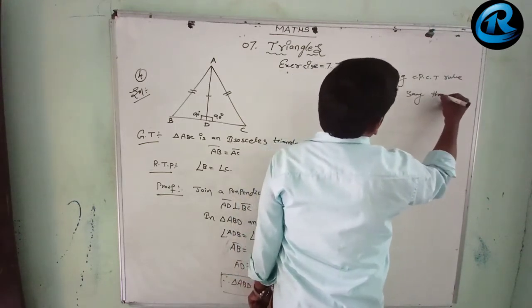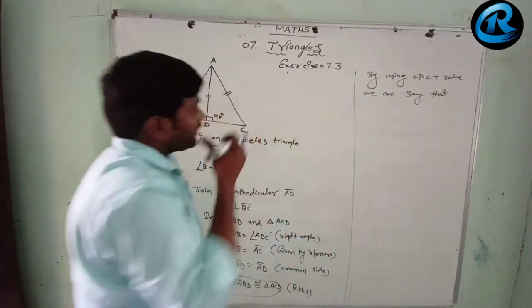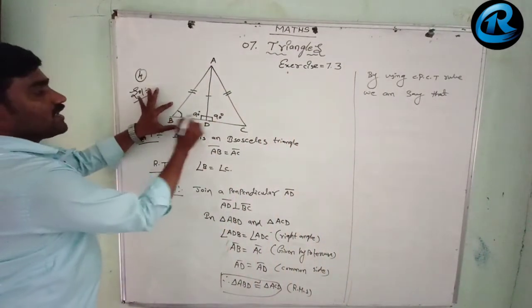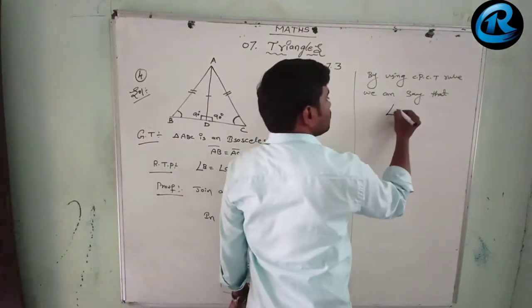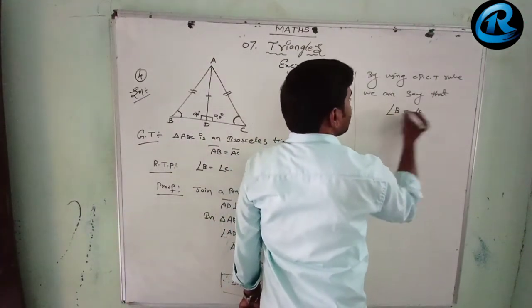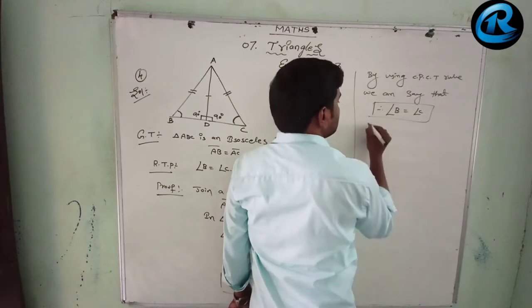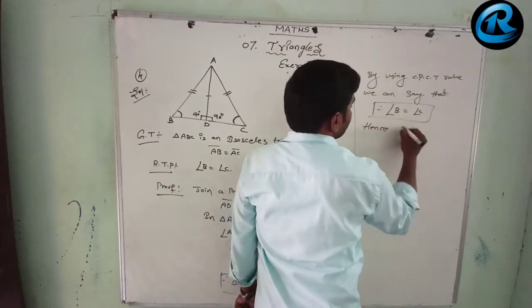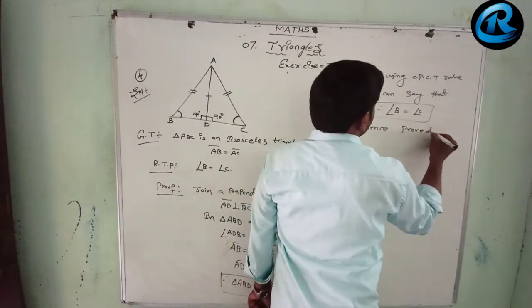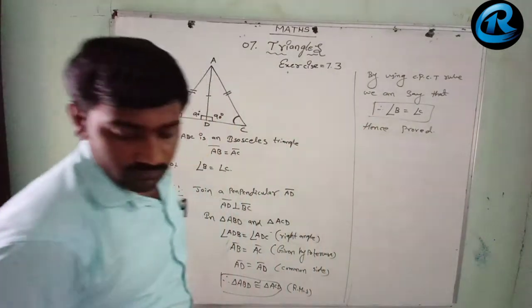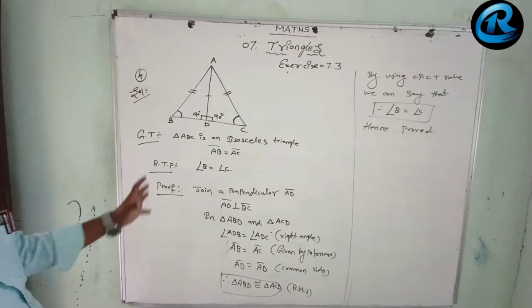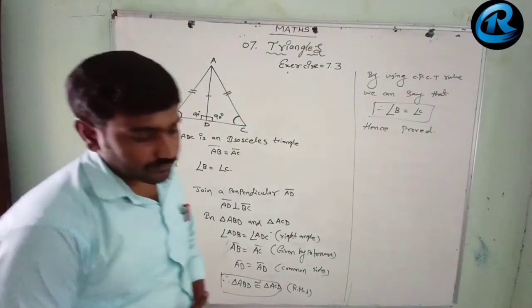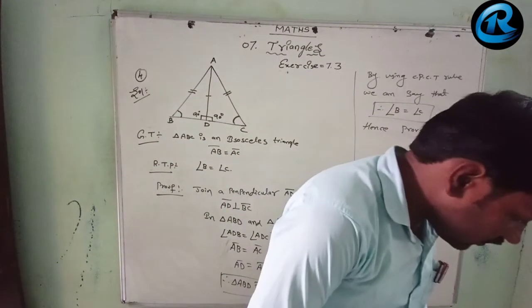we can say that angle B equals angle C. Hence proved. Very simple. In the same way we get one more question, the sixth one.